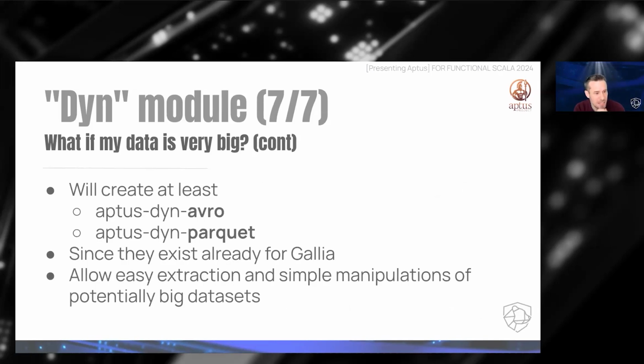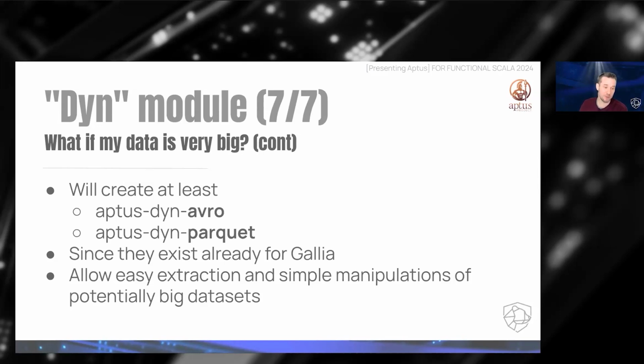In the future, I'll create Aptus DIN, Avro, and Parquet ones, mostly because I already have them for Gallia, so that shouldn't be too hard. I guess I'll just discard the schema after reading it. I'll also try to put in a JDBC and a MongoDB one at least, also because they're in Gallia already. So yeah, this will at least allow you to do a minimum of big data processing if you need to.